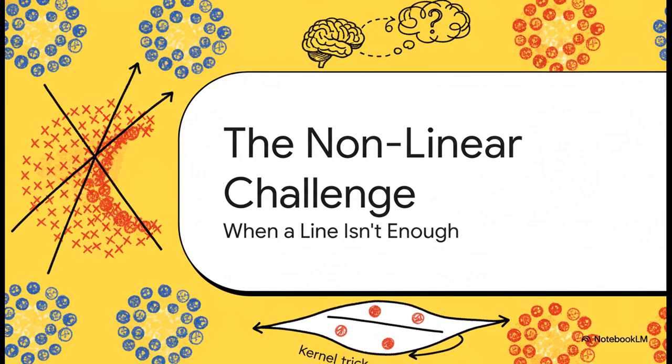Okay, so section 1, the non-linear challenge, or as the slide says, when a straight line isn't enough. See, the whole point of a support vector machine, its bread and butter, is finding the perfect straight line, or a flat plane if you're in more dimensions, to split two groups of data. But what happens when you can't? What if your data points are all mixed up and there's just no way to draw a simple line through them? And this isn't some abstract math problem, right? This is the real world.